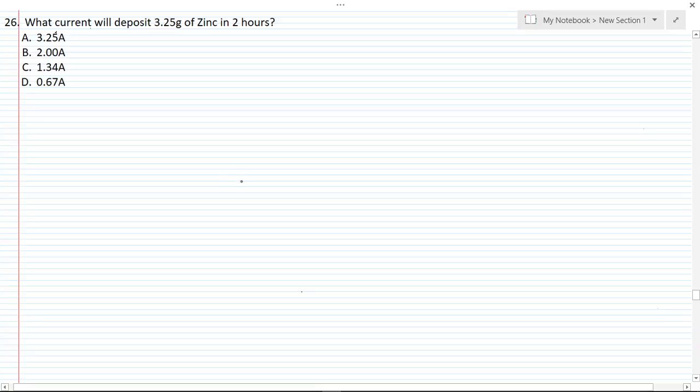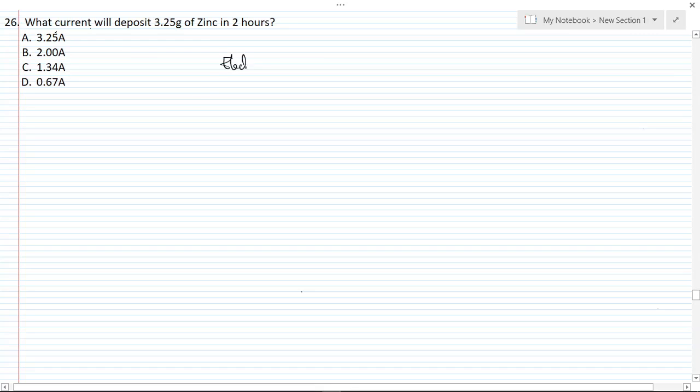Question 26. What current will deposit 3.25 gram of zinc in 2 hours? A. 3.25 ampere. B. 2.00 ampere. C. 1.34 ampere. And D. 0.67 ampere.